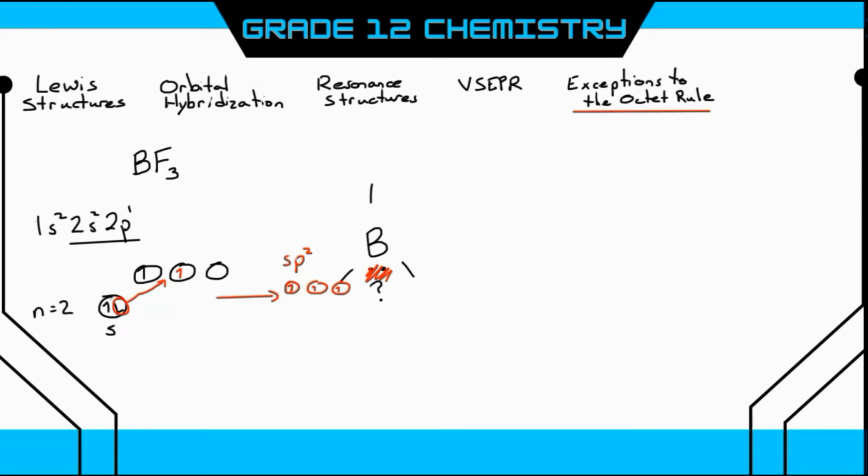Let me just write this a bit to the side because I ran out of space. So we got boron here. And then we're going to spread out those fluorines, and add our electrons to fluorine. And the shape is, as before, trigonal planar.